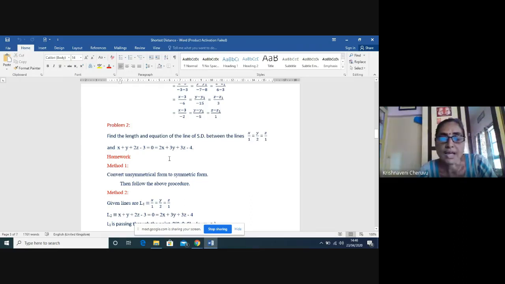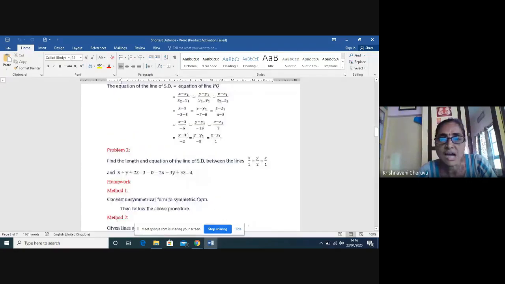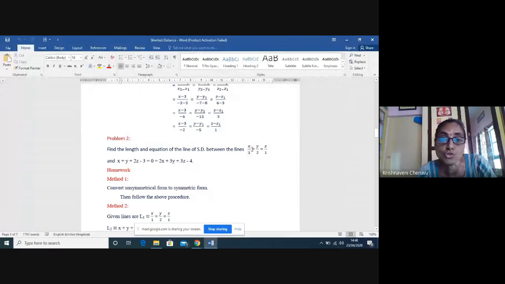I asked you to convert the unsymmetric form into symmetric form so that both the lines would be in symmetric form. As I explained in problem number 1, I asked you to find the shortest distance between those two symmetric lines, and also the equation of the line of shortest distance. That is the first method. If you don't want to follow the method which I'm going to explain, better you convert the unsymmetric form of the line to the symmetric form so that both the lines are in symmetric form, and you can proceed with the procedure. That is one of the methods.